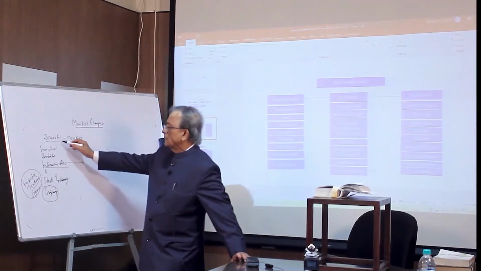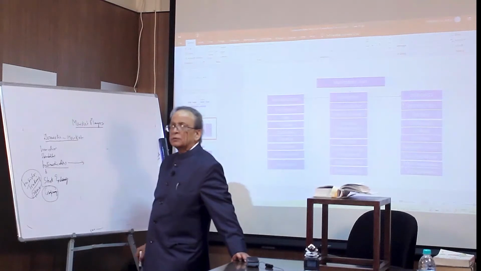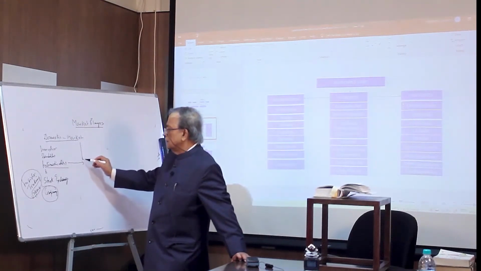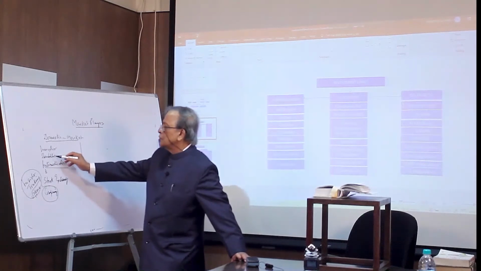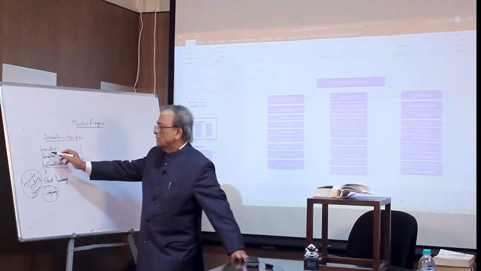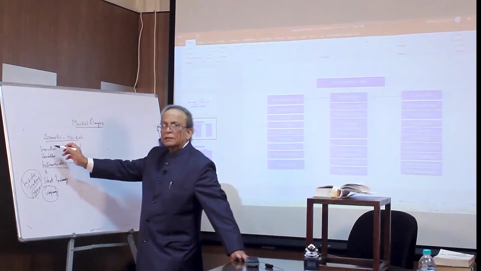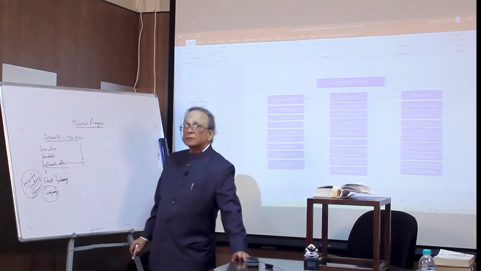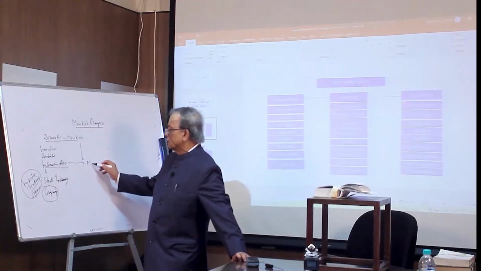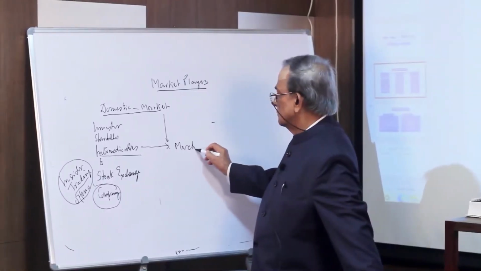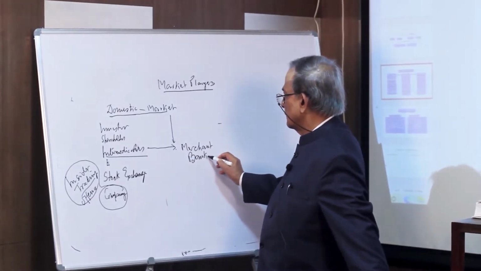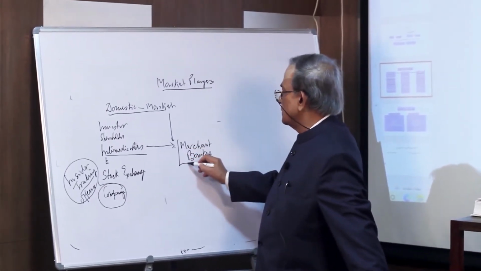So intermediaries are most important, because without intermediaries you cannot access the domestic capital market. So we require an intermediary for a shareholder or an investor to enter into a market. Who are those intermediaries? They are called merchant bankers. Merchant bankers are called intermediaries.